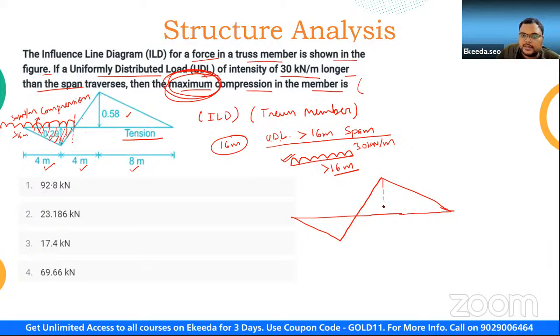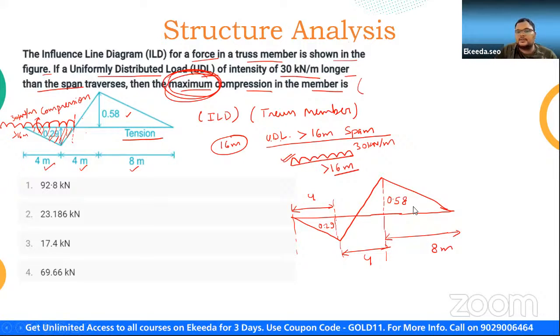Yes, can anybody like to tell? This one is 0.58. This one is 0.29, right? And let us say from here till here, this is 4. Similarly, from here till here, this is 4. And from here till here, this is how much?